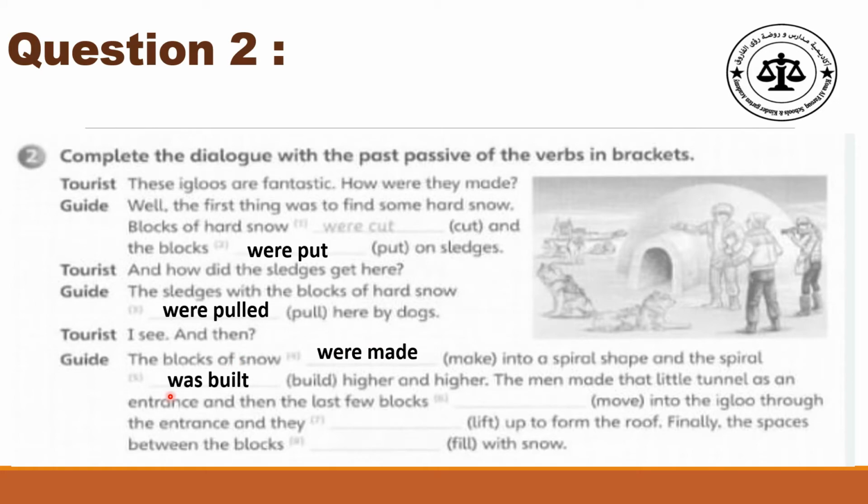Yes, excellent, the spiral was built higher and higher. The men made that little tunnel as an entrance, and then the last few blocks, yes, were moved into the igloo through the entrance, and entrance meaning المدخل. They were lifted up to form the roof. Finally, the spaces between the blocks, yes, bravo, were filled with snow.